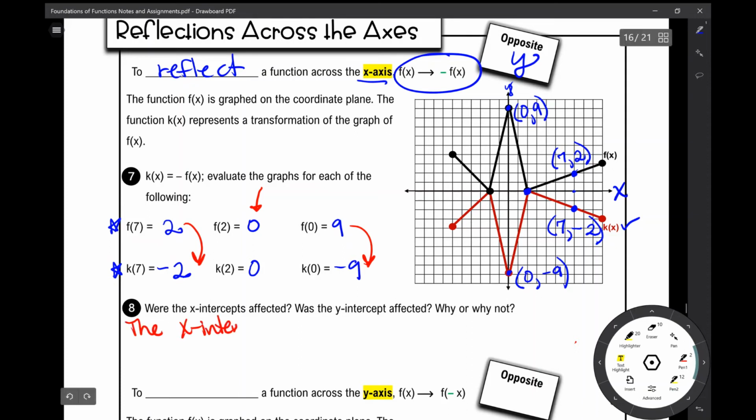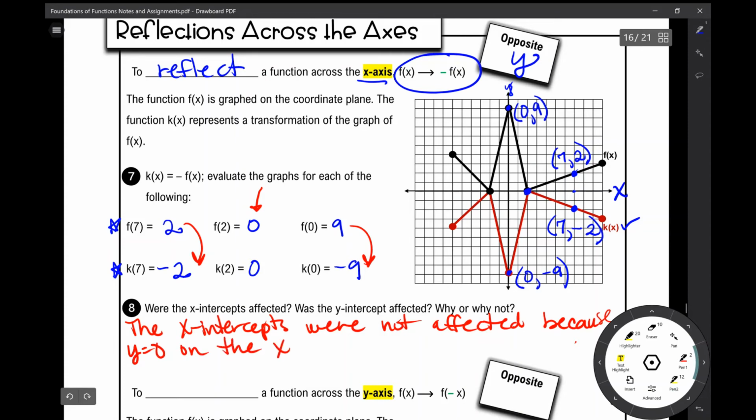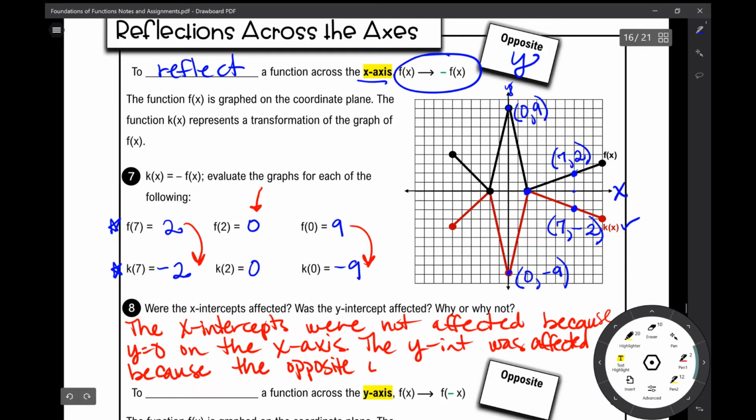Let's write this down. The x-intercepts were not affected because y equals 0 on the x-axis. However, the y-intercept was affected because the opposite of 9 is negative 9. You can also prove this: if you have a negative in front of f of x, it's like multiplying that y value by negative 1. So if I take y and I multiply it by negative 1, I would get negative 9.